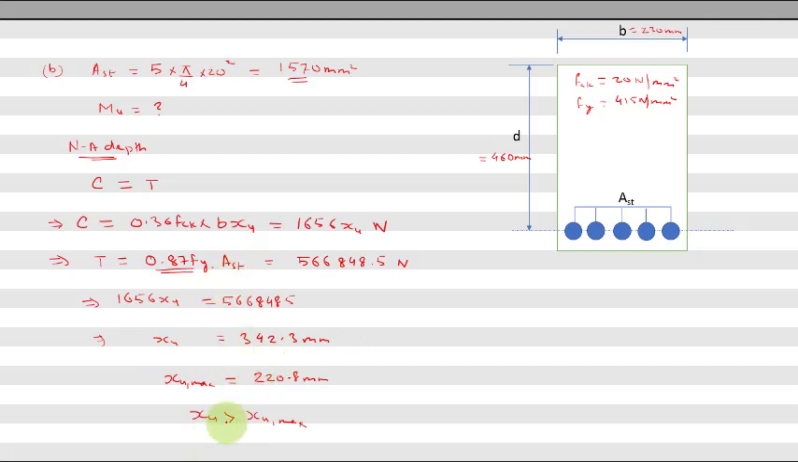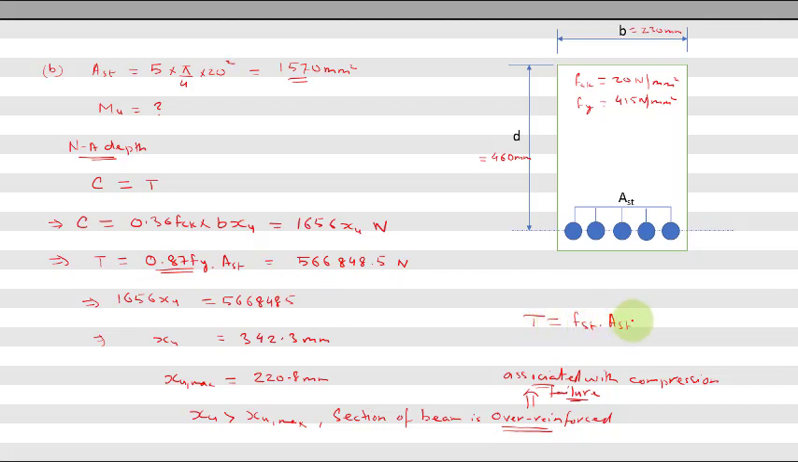So let us interpret. Now as you know xu is greater than xu max, we can say the section of beam is over reinforced. Now we know an over reinforced section is associated with compression failure. Okay. Here the over reinforced section is associated with compression failure, and we do not want this kind of compression failure. So we have to limit the moment of resistance of an over reinforced section. Now, whenever the section of beam is over reinforced, we can compute this T as fst into Ast.